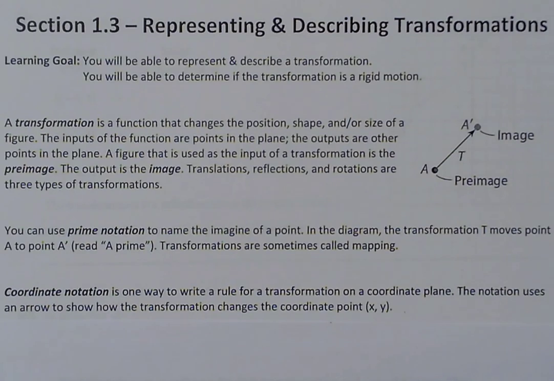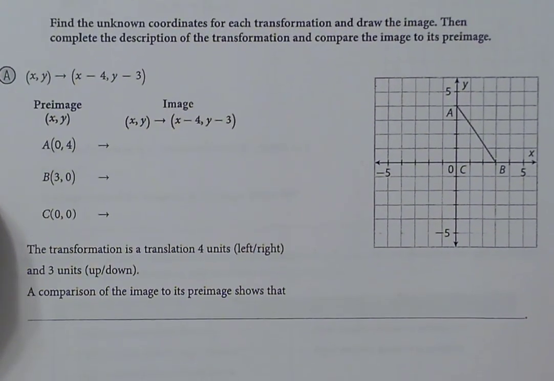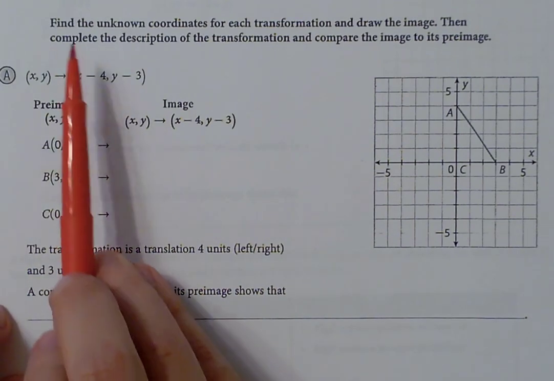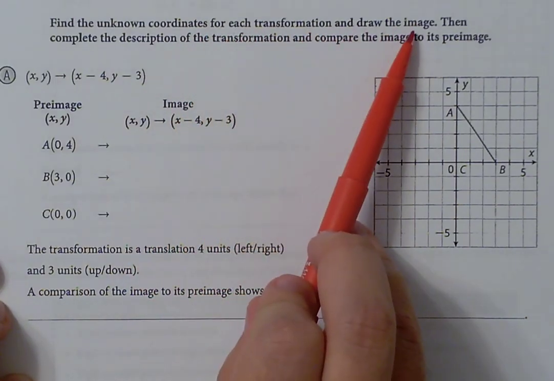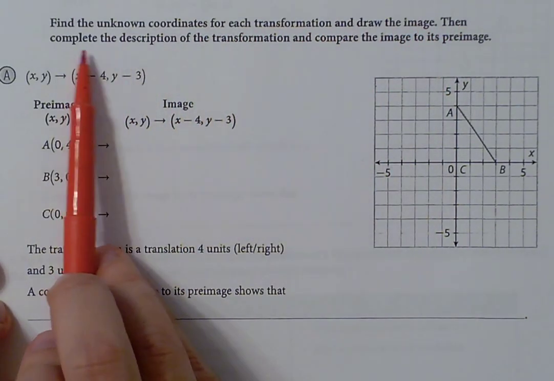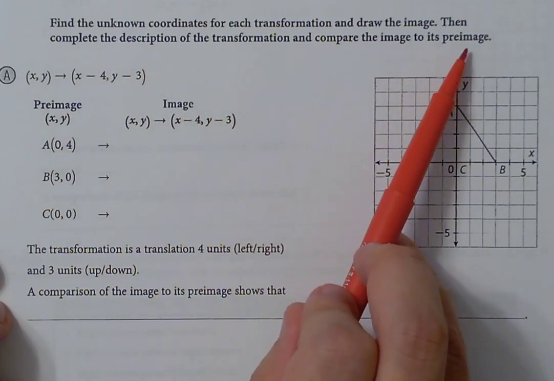All right. So, with all that terminology out of the way, let's go ahead and take a look at an introduction to transformations and look at what happens. So, let's move this up to our first example. This question here is going to tell us: find the unknown coordinates for each transformation and draw the image. Then, complete the description of the transformation and compare the image to its pre-image.